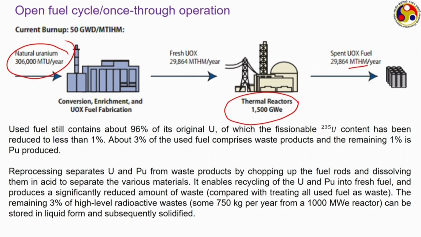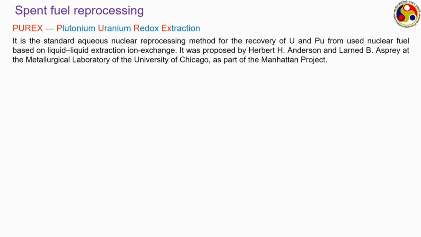Of course, about 3% of the total mass contains high level radioactive wastes, which need to be stored in liquid form and subsequently solidified. The standard procedure followed for spent fuel reprocessing is called PUREX, plutonium uranium redox extraction. It is a standard aqueous nuclear processing method for the recovery of uranium and plutonium from used nuclear fuel. It was proposed by Anderson and Asprey at the Metallurgical Laboratory of the University of Chicago as a part of the Manhattan Project. It was done around 1947.